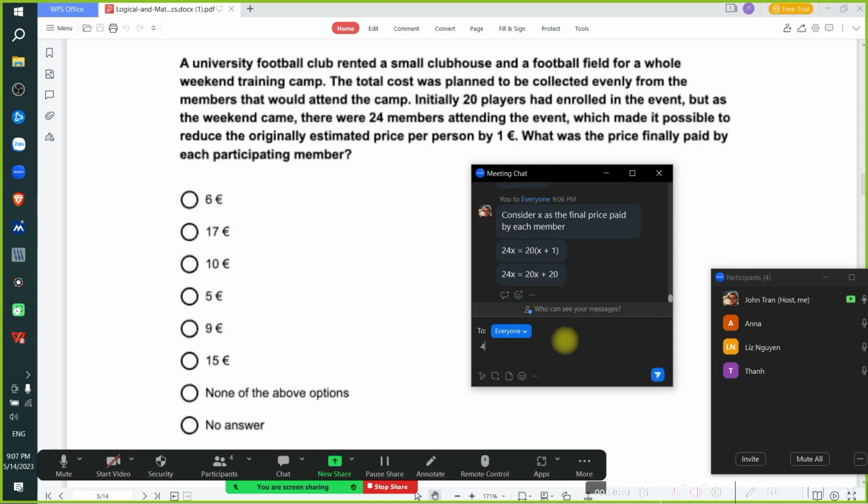So you get 4x equal to 20. So x equal to 5, isn't it? So finally, each member only has to pay 5 euro, isn't it? Cho nên cuối cùng là mỗi người tham dự chỉ phải trả có 5 euro, đúng không mọi người?